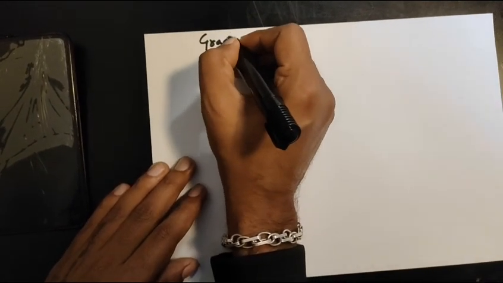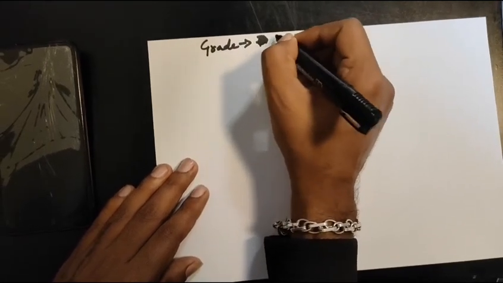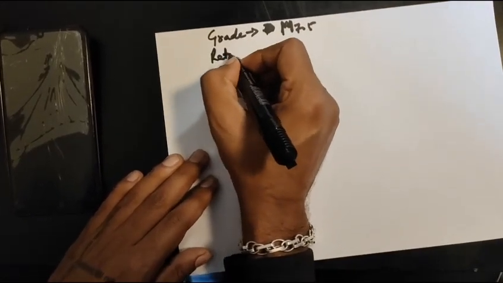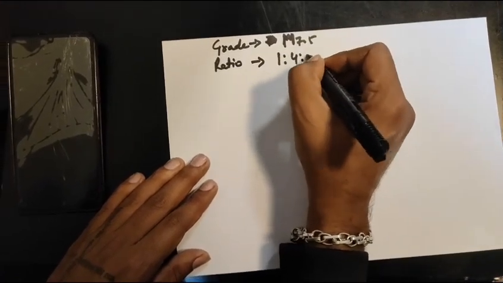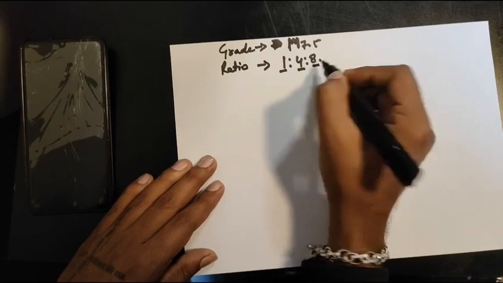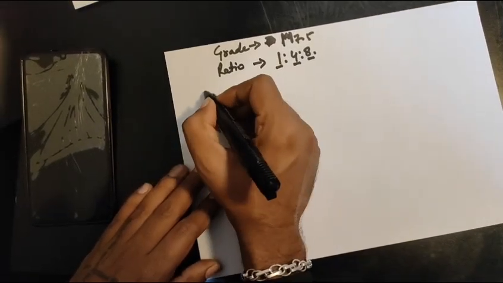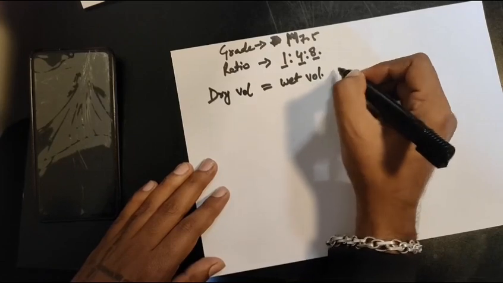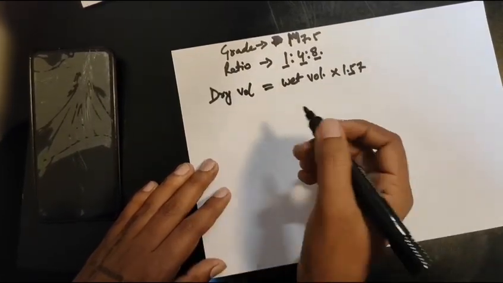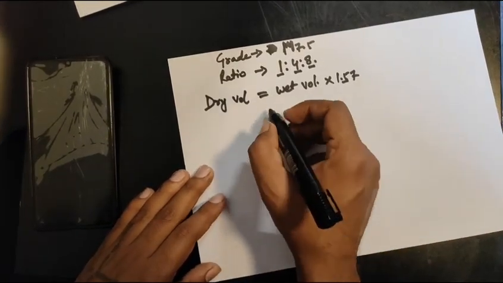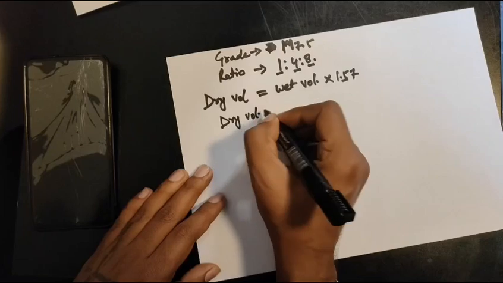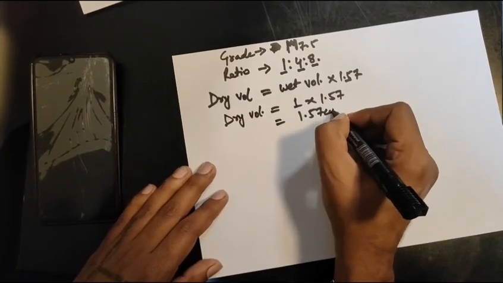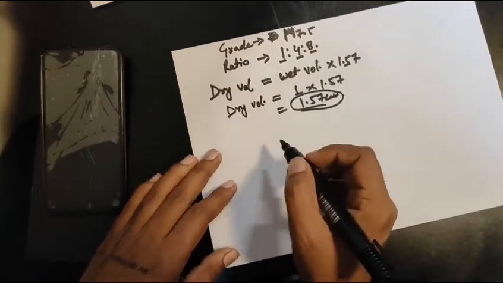The other grade is M7.5, whose ratio is 1:4:8. Yeah, 1 is cement, 4 is sand, and 8 is aggregate. As you already know, the dry volume will be the wet volume multiplied by 1.57. Let's consider the wet volume is 1 cubic meter, so our dry volume would be 1 multiplied by 1.57, which is gonna be 1.57 cubic meter. So this is our dry volume of concrete.